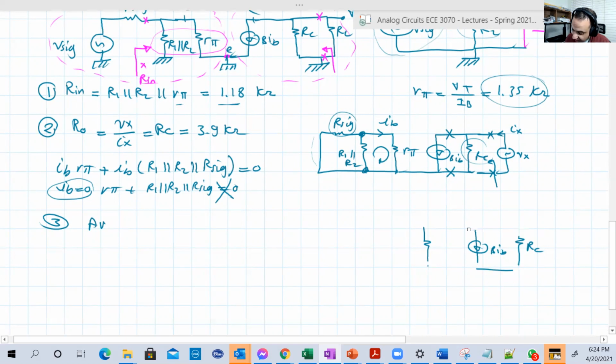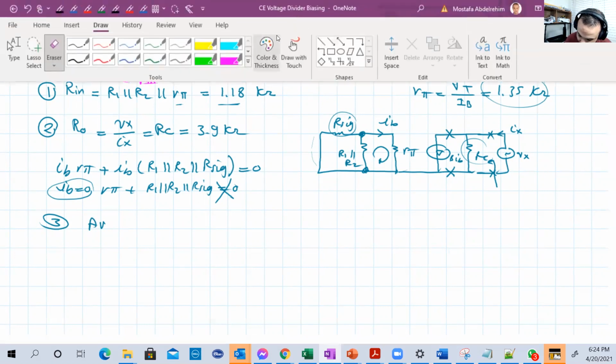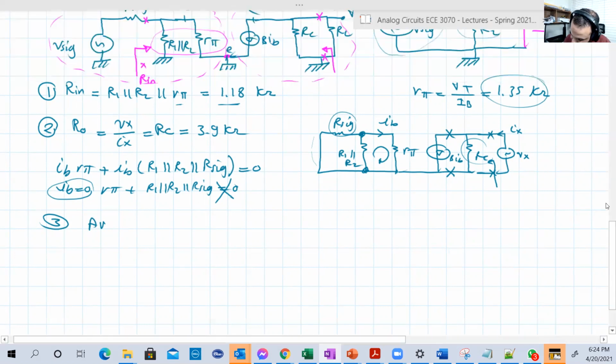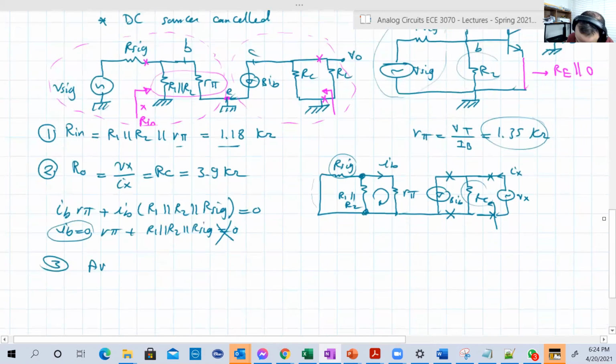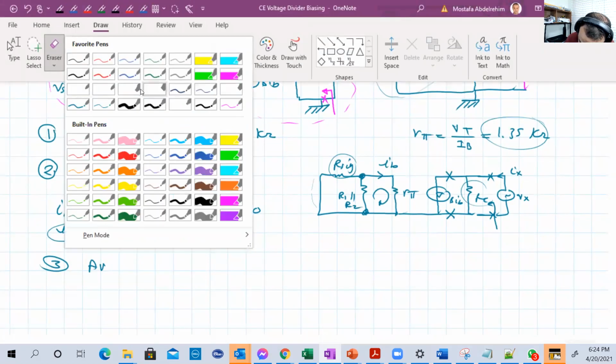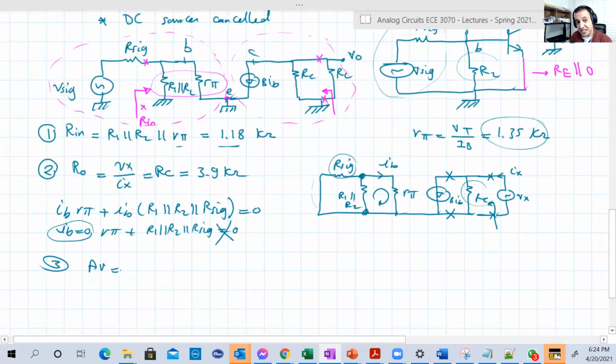So I'm gonna use exactly the same circuit, which is what we have here. I'm gonna get AV, then AV naught. So AV is VO over V input, and everything is there. I mean, RL is there, our signal is there.